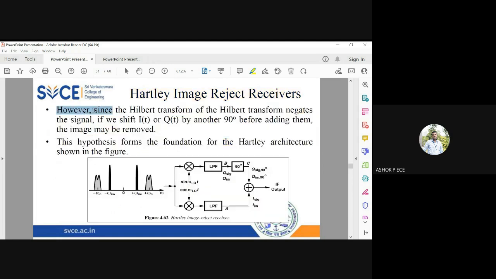However, since the Hilbert transform of a Hilbert transform negates the signal, applying the Hilbert transform twice will negate your signal. Applying the Hilbert transform 4 times will get back your original signal. So if you shift I of t or Q of t by another 90 degrees before adding them, the image will be removed. That is one additional phase shift we are going to use.